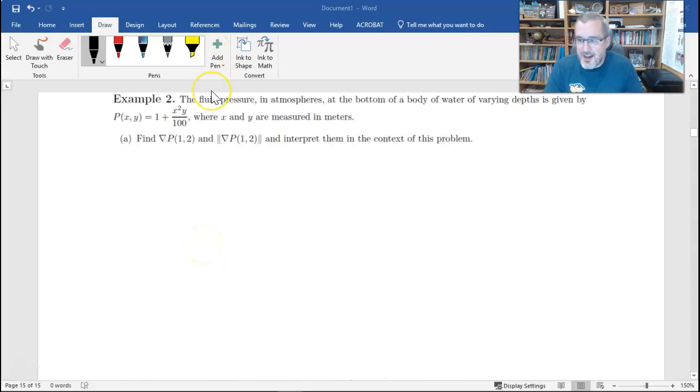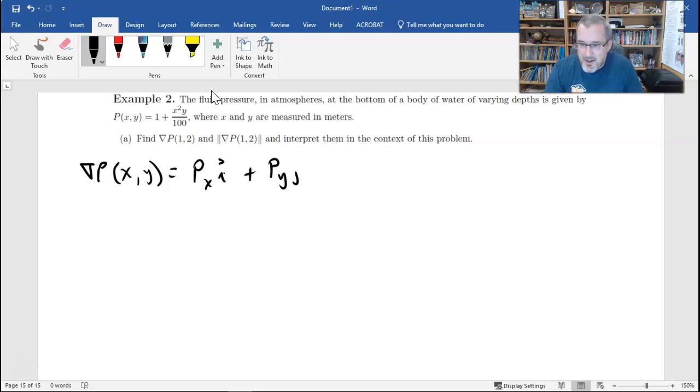So even though there's not a vector symbol, no arrows or i's and j's, we just know that that symbolism here, now that we know, is a gradient vector. So let's start there. The gradient of P, at any location x, y, is the partial derivative with respect to x in the i direction, partial derivative with respect to y in the j direction. So that's the definition of the gradient vector, and in module 6 you learn more about where that all came from.